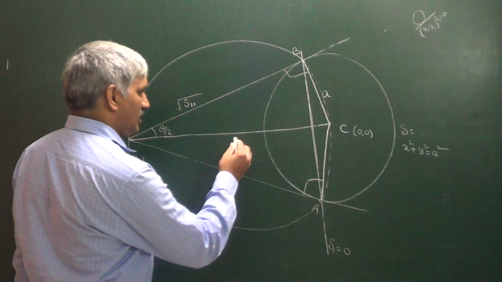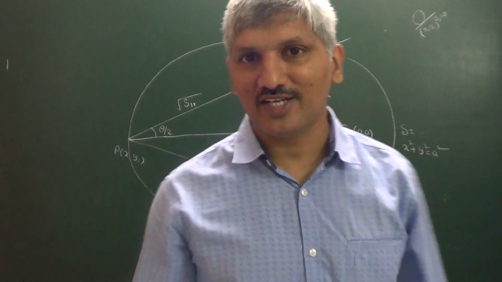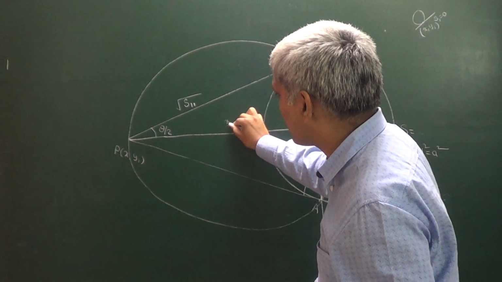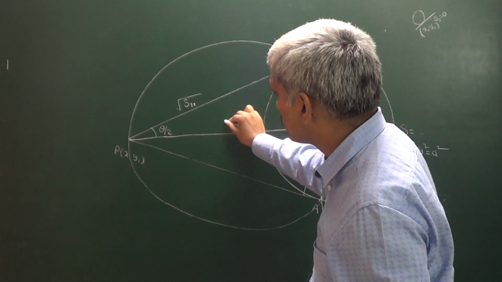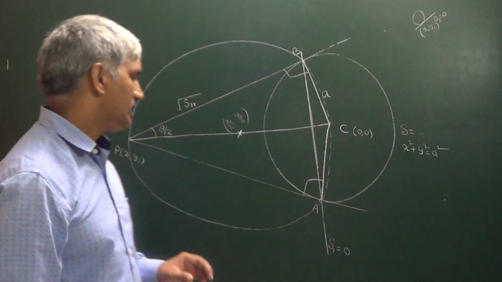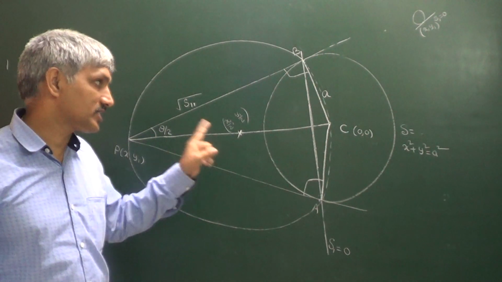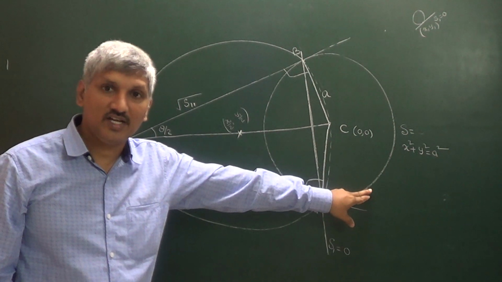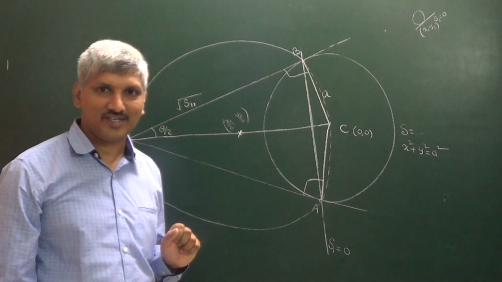That means definitely the middle point of CP is the center of the circle. But what is the middle point of CP? CP middle point is nothing but (x1 plus 0) divided by 2, (y1 plus 0) divided by 2. That is the center of this circle, right? A circle circumscribing the triangle PAB must pass through the center of the given circle. For that circle, CP is the diameter, right?